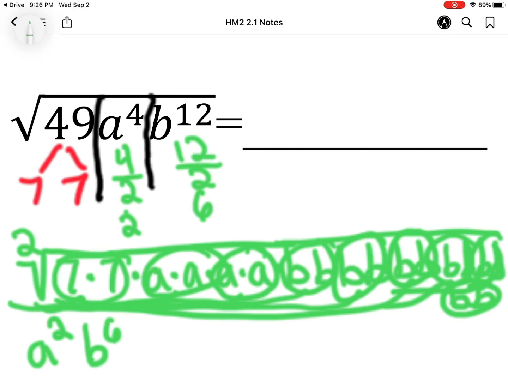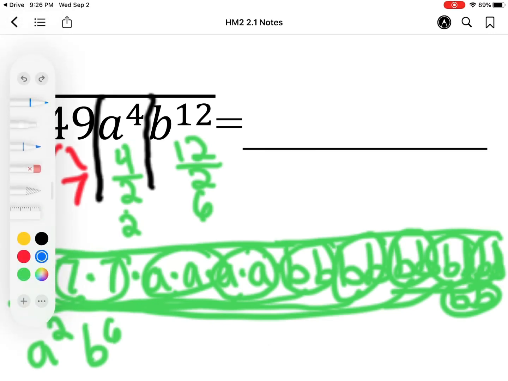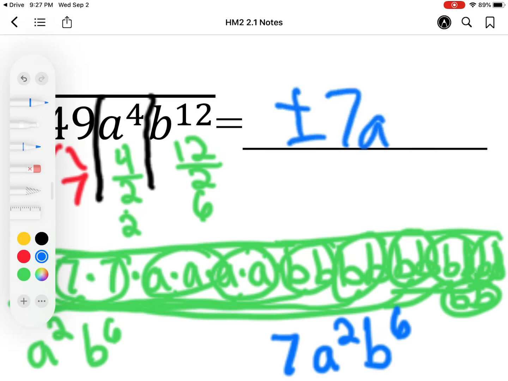So you end up with 17 on the outside, 2 a's on the outside, and 6 b's on the outside. And that would be your answer.